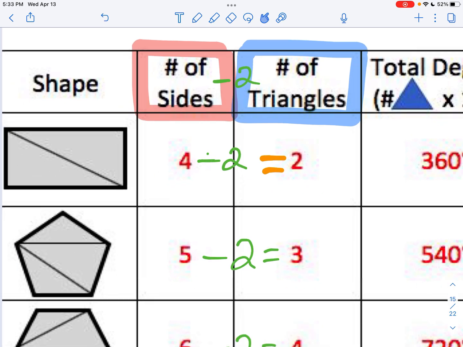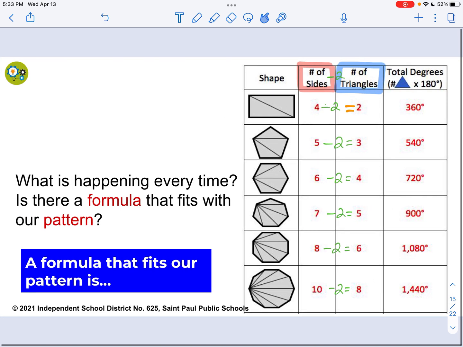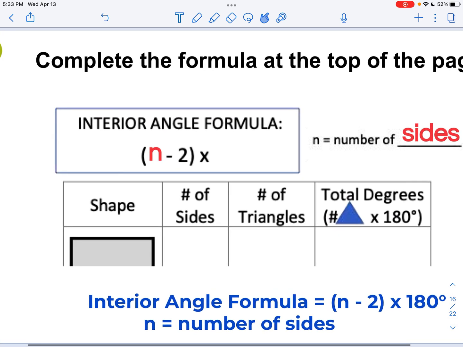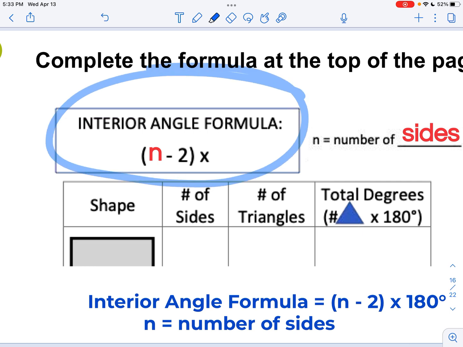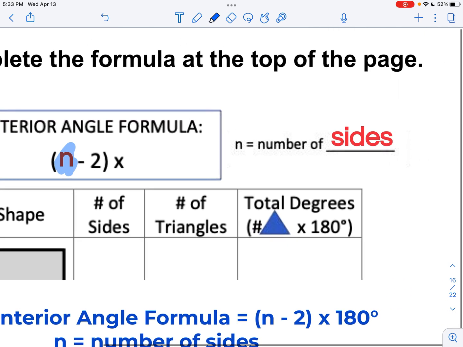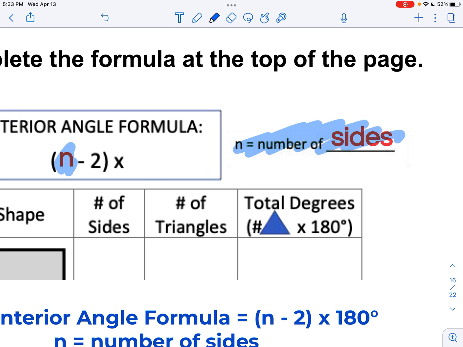And that's what we're going to have you write at the very top of your worksheet. This is called the interior angle formula. Find that box at the top, right? You need to put in the N in the parentheses, this N right here. N stands for the number of sides. Please put that in on the side as well.